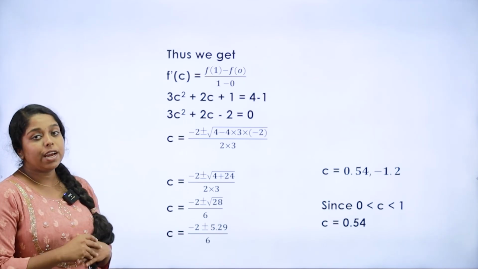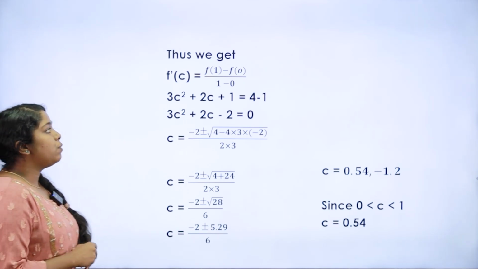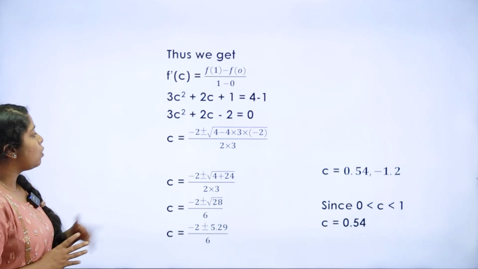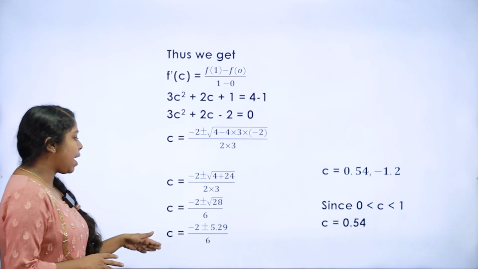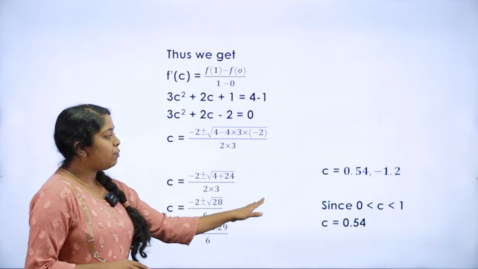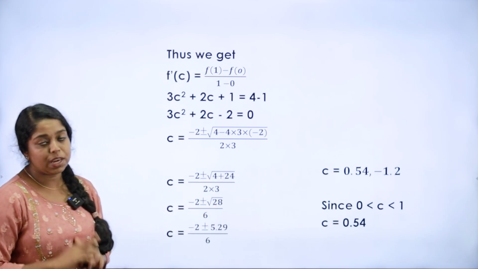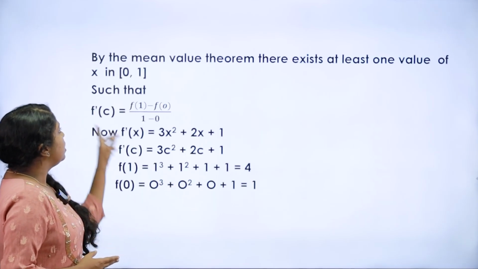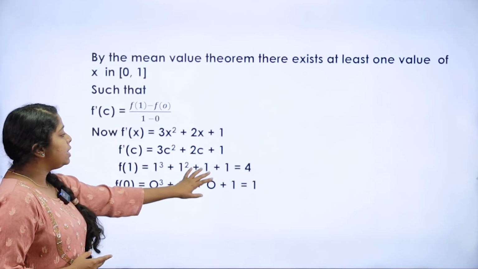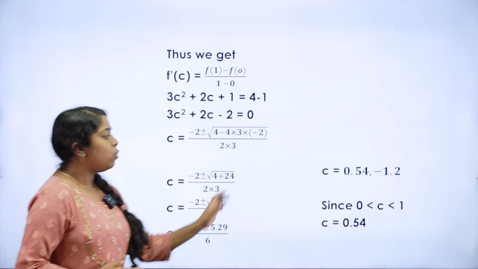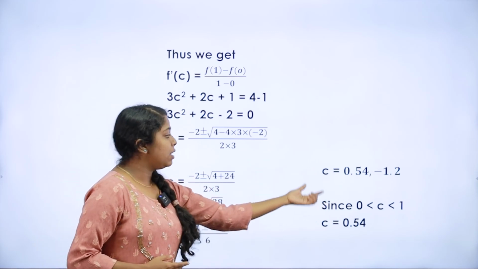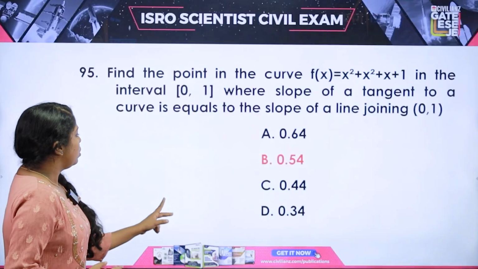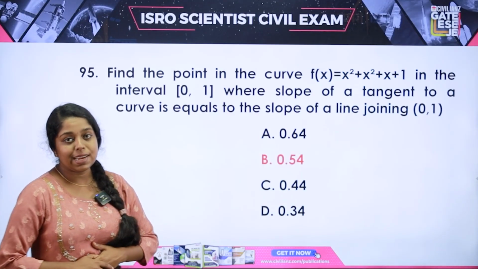And we know that f dash of c is equal to f of 1 minus f of 0 divided by 1 minus 0, and substituting and solving this quadratic equation, we will obtain the value of c as 0.54 and minus 1.2. We have been given two roots, but we know that the mean value theorem is applicable in the interval 0, 1. So only one root lies in that interval, that is c is equal to 0.54. So option B is the right answer.